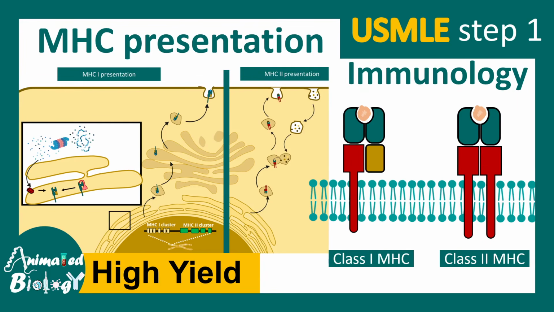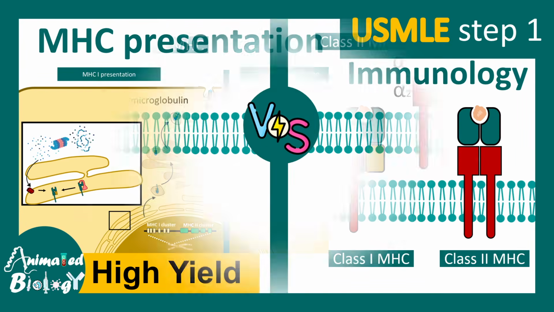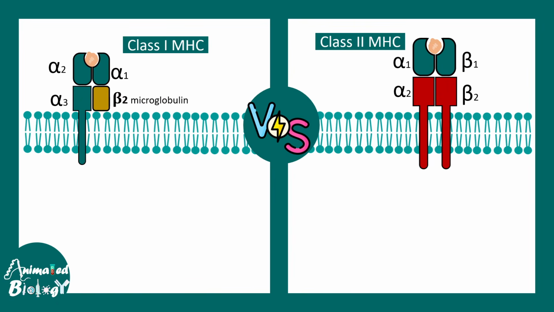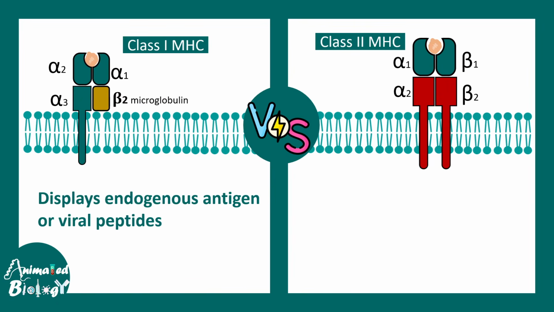In this video, we'll talk about MHC presentation. We will look at how class 1 and class 2 MHCs are displayed on the cell surface and processed by the cellular machinery. Class 1 and class 2 MHCs are different. Class 1 MHC displays endogenous antigen or viral peptides, whereas class 2 MHC displays exogenous antigens.